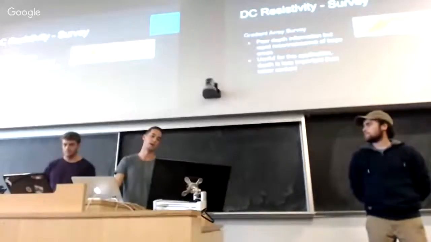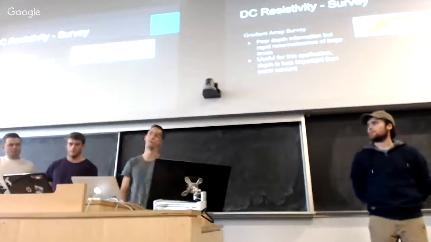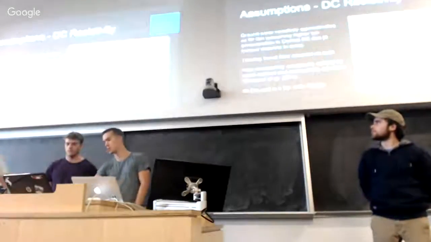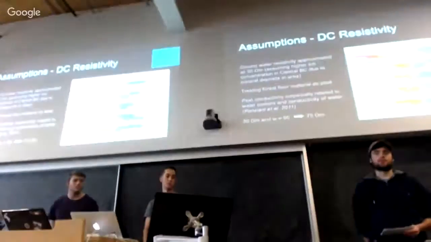Okay, we're back. We decided to use the gradient array survey because it's really fast to get huge amounts of area, which is good for firefighters to get rapid information. And the depth doesn't matter as much as the water content does, so that's why the depth information isn't a huge deal. So we're going to need to make some assumptions on what parameters we're going to expect.